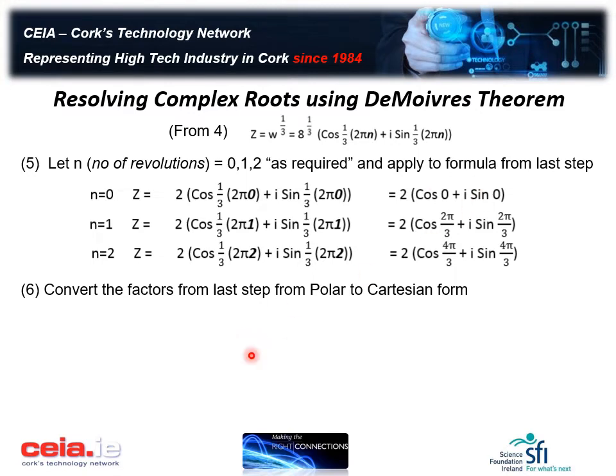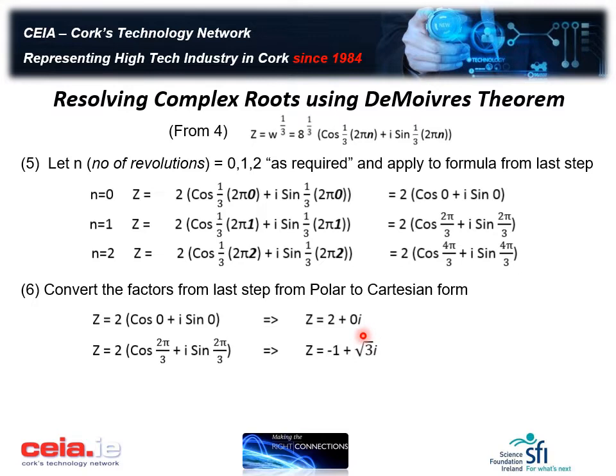Okay, so taking each factor in turn, where z is equal to 2 cosine 0 plus i sine 0, converting that back to Cartesian gives us z equals 2 plus 0i, or z equals 2. The second one, when n equals 1, we simply convert this back to Cartesian to get minus 1 plus root 3i. And you can see again how our knowledge of the unit circle and the tables on page 13 helps us to do this.